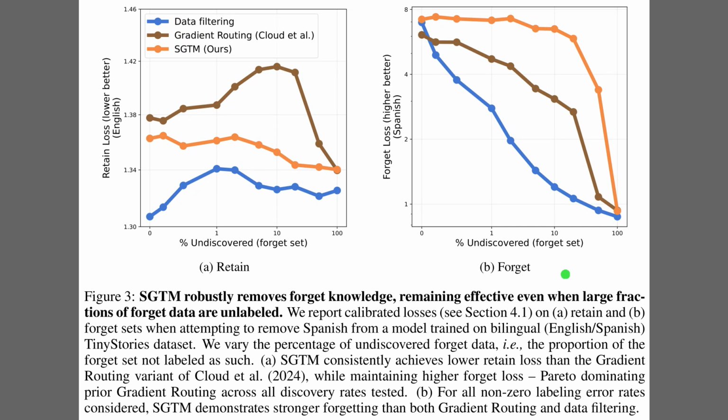Alright, Figure 3 tests whether selective gradient masking still works when many Spanish forget examples are unlabeled. The left panel shows retain loss on English, and the orange curve stays below the brown gradient routing curve across almost all undiscovered rates, so English performance is better. The right panel plots forget loss on Spanish, and here the orange curve stays highest, which means stronger forgetting. Even when nearly all Spanish examples are unlabeled, selective gradient masking keeps more English skill, while erasing more Spanish knowledge than data filtering or gradient routing.